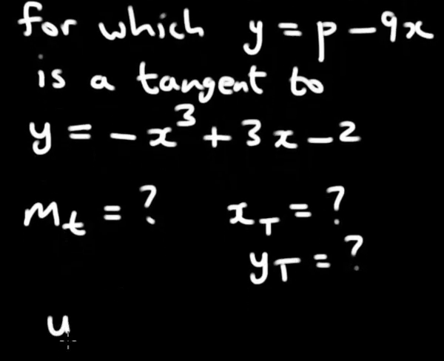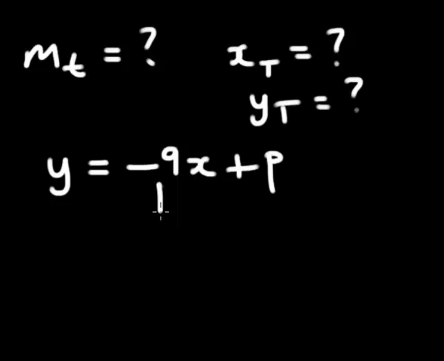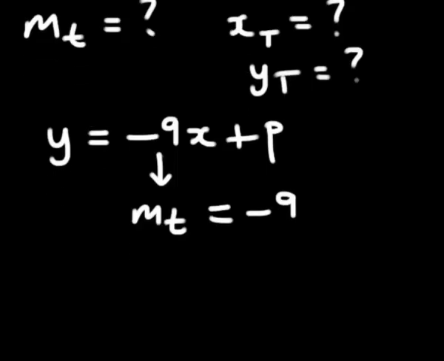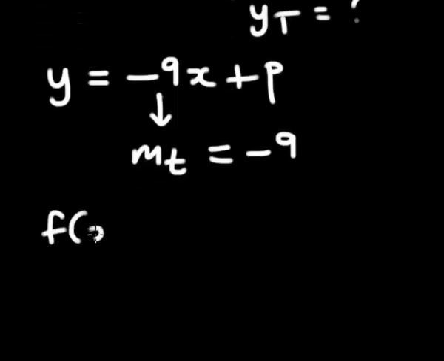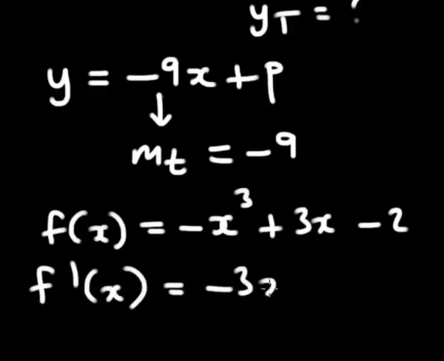Okay, but what do we know? We've got a straight line y equals negative 9x plus p. So if you think about this carefully, the gradient of this tangent line is negative 9. So what a pleasure. So we've got that as the gradient of the tangent. But now we've got f(x), the cubic's equation, negative x cubed plus 3x minus 2. If you get the derivative, that's the gradient of the cubic. Let's differentiate it: negative 3x squared plus 3.